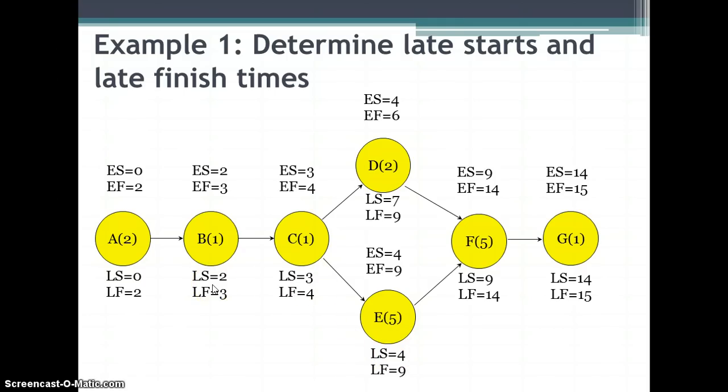And then moving on to the late finish of B, that is the same as the late start of C. We subtract 1, and we have the late start of 2. And then for our first activity, the late finish of A is the same as the late start of B. We subtract 2, and our late start is 0. Okay, so we've done our forward pass, and we've done our backward pass.